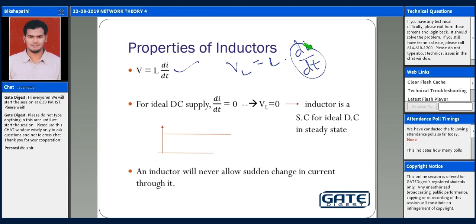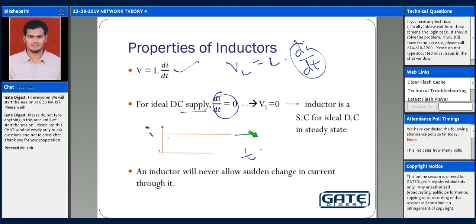Okay, so for an ideal DC supply this will be 0, because you should know the difference between DC and AC. DC will be constant over a period of time, constant up to an infinite period of time. So if the signal is like this, a constant, in the DC case, the current is constant.